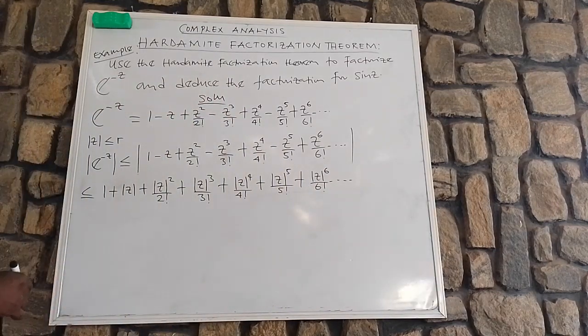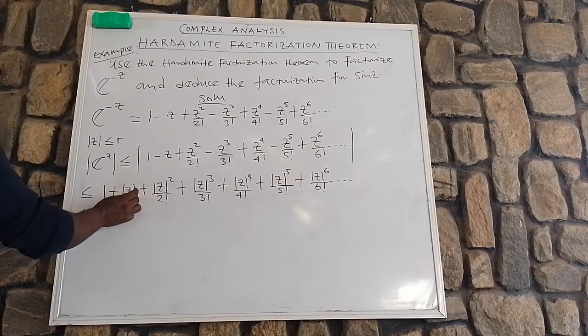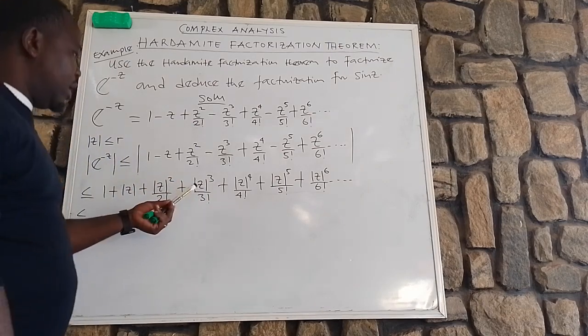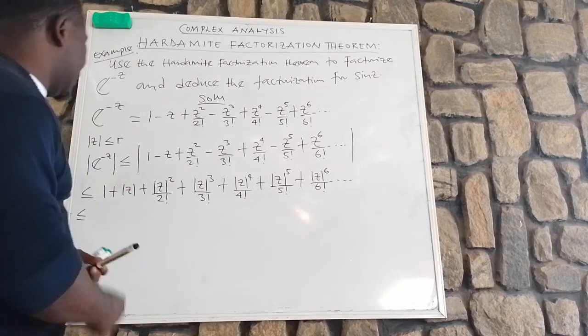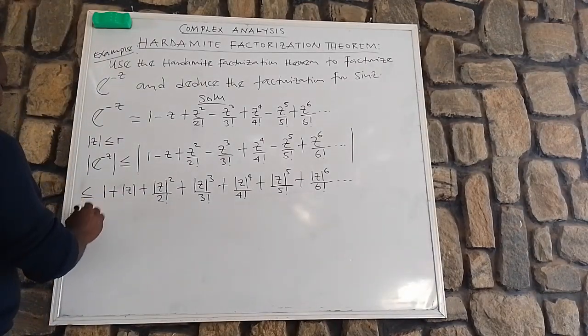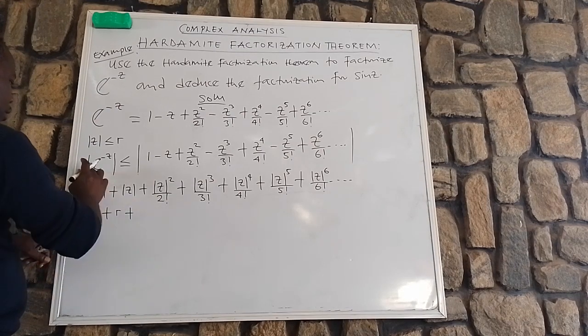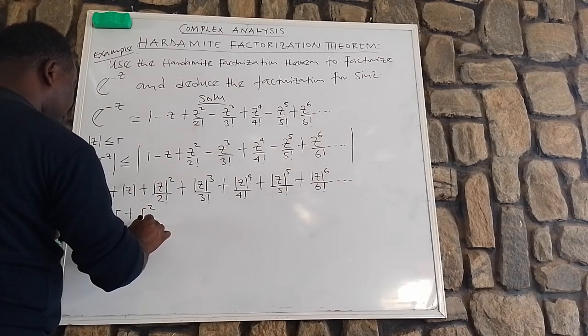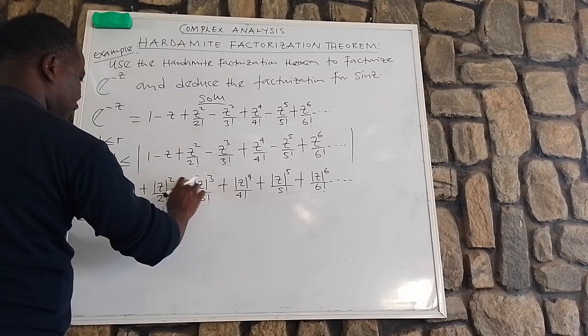Okay? So now what we are going to do is, we know that our mod z is less than or equal to r. So anywhere you see mod z, you substitute in r, but mind you, the mod z has squares, true or false? So take note of that. For this reason, we are going to write it this way. This will now be 1 plus r plus mod z, which here will be r squared, all over 2 factorial, plus the same thing applicable here.